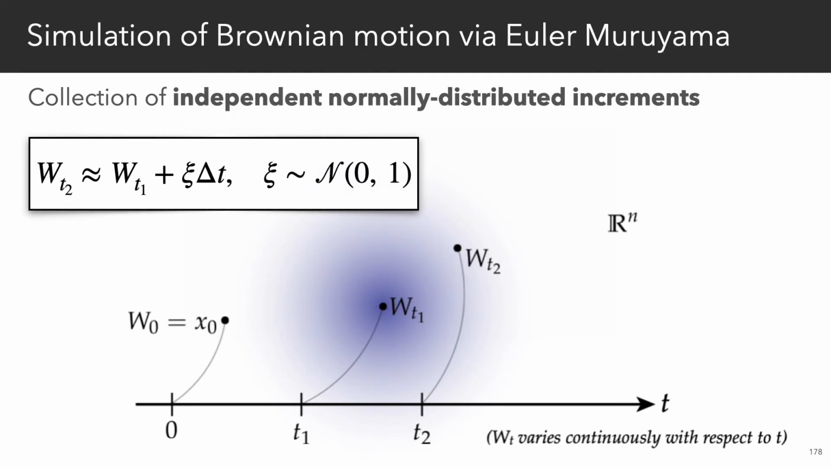For any point wt1, simply add an increment sampled from a normal distribution to get the next point wt2. This numerical integration scheme is called Euler-Maruyama, and it's basically an equivalent of forward Euler for simulating Brownian motion in unbounded domains. Okay, but what about geometric domains that are bounded?